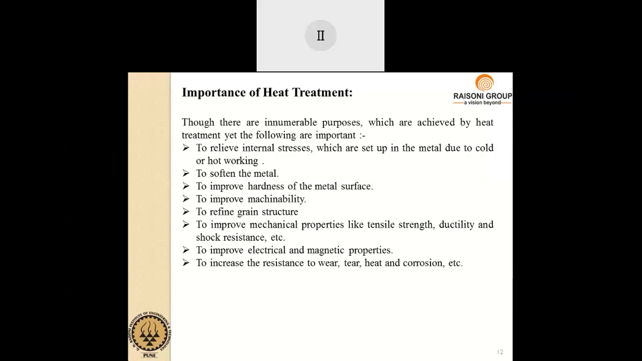Martensite improves the tensile strength and hardness because it is a very hard phase. It improves your tensile strength and reduces the ductility. So this is a typical example I want to give you for increasing the tensile strength.